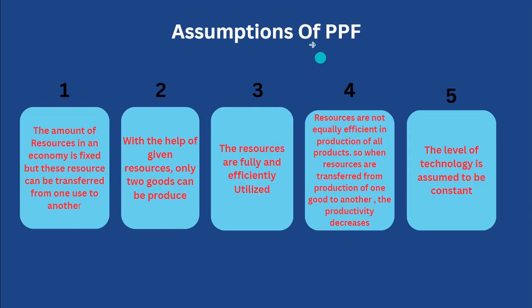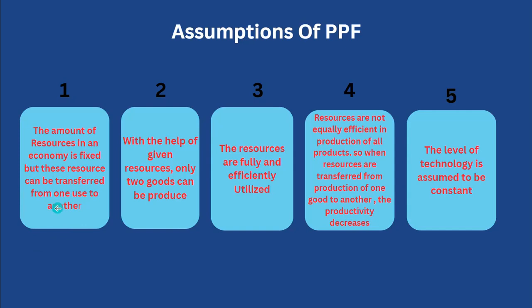Look here, first point: the amount of resources in an economy is fixed, but the resources can be transferred from one use to another. Yes, your resources are fixed, right? You have 1,000 crore money in your hand. You don't have 10,000 crore, and you don't have an unlimited amount. You have a limited amount, 1,000 crore in your hand, right? And you can transfer the resources.